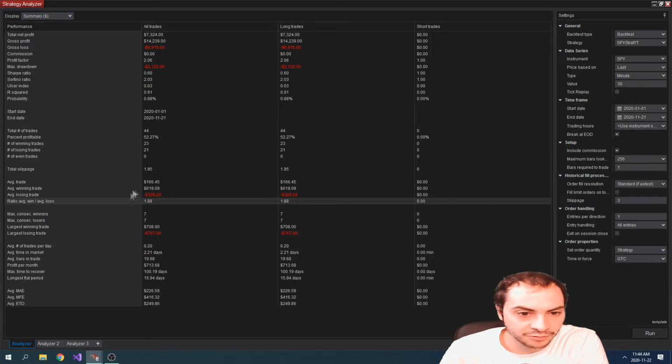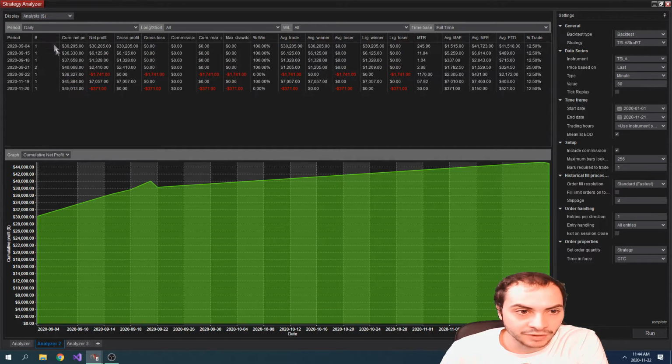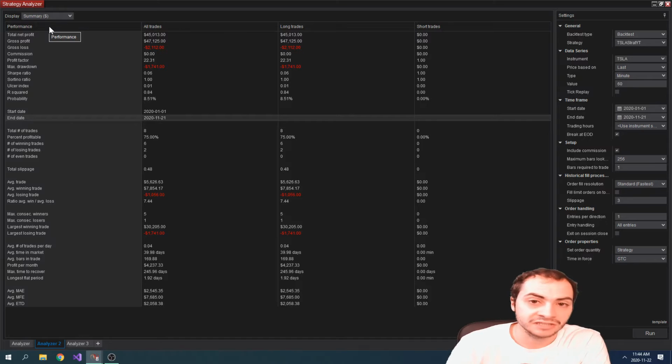I'll go back to the SPY one because you probably want to see that. Let's go, here we go. So there was the SPY strategy. This is the previous strategy. You can see it had quite a drawdown for a bit, and then it started to ramp up, obviously. And then this is the current, the Tesla one. Okay, so that's the second algorithm. This is the Tesla strategy.